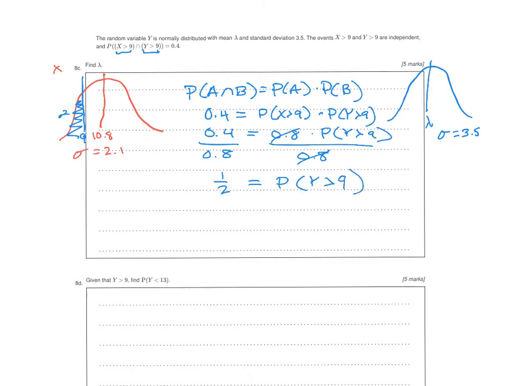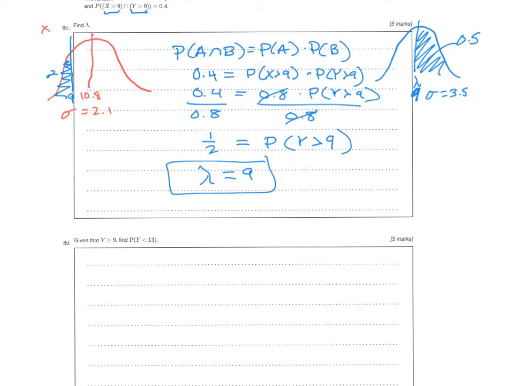Well, what does that mean about 9 then? If the probability of being greater than it is 1/2, 9 has to be the mean, because the area to the right of it is 1/2, and the area to the left of it is 1/2. So we just found the mean to be 9.